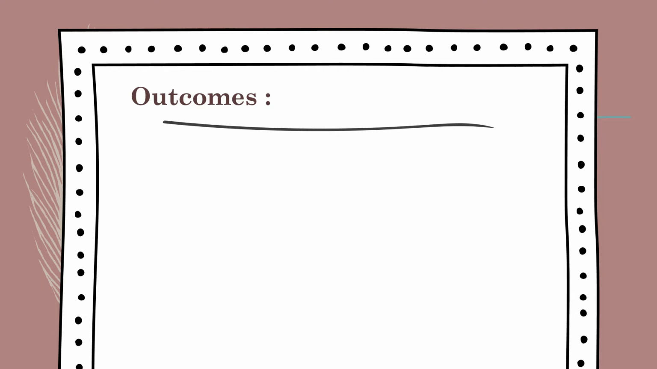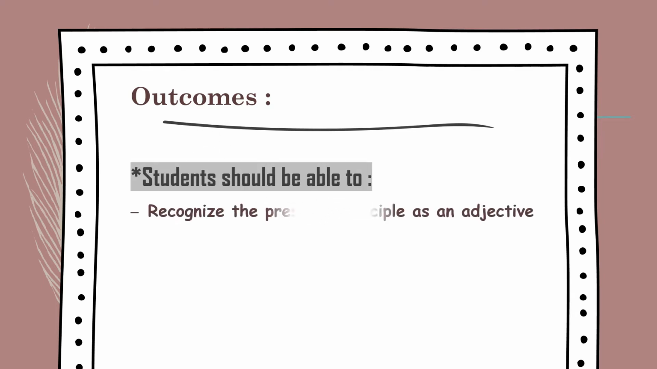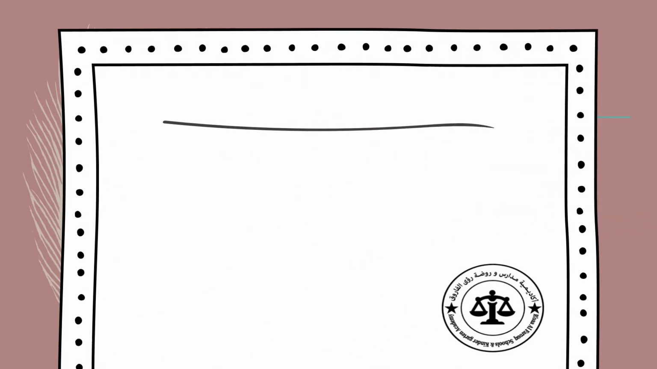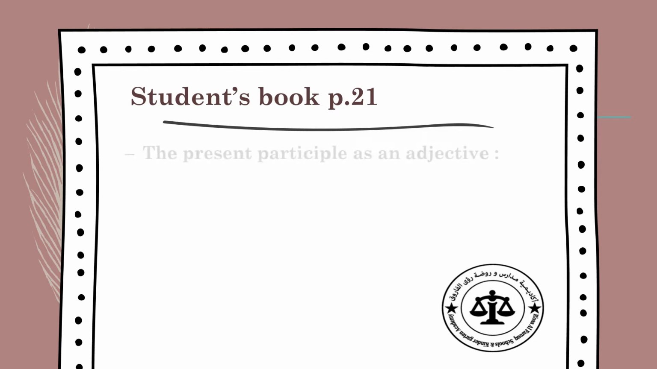In our lesson today, students should be able to recognize the present participle as an adjective, recognize the root words, and the new words with their prefixes and suffixes. So let's start. Okay, open your student's book, page 21, and be ready. The present participle as an adjective.